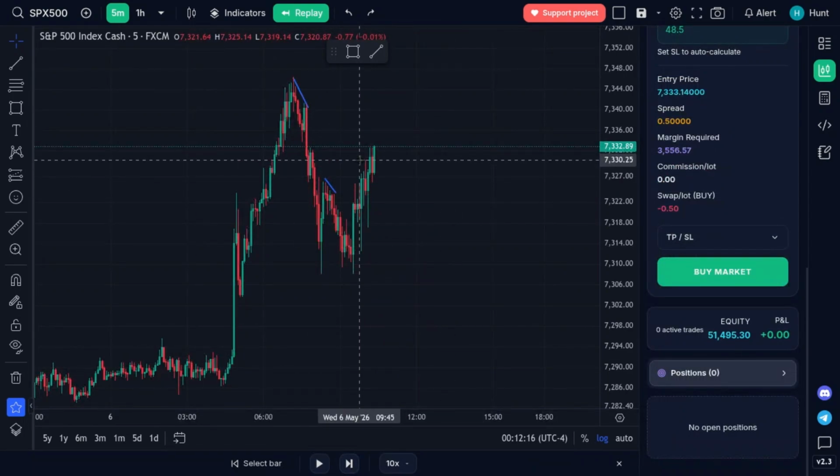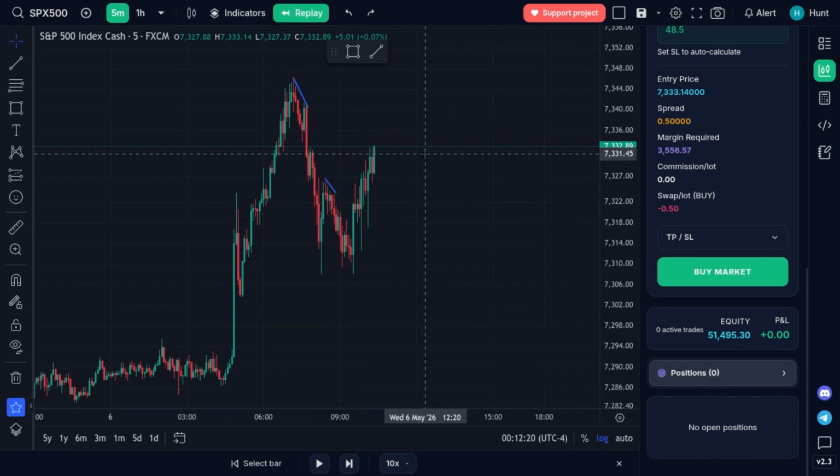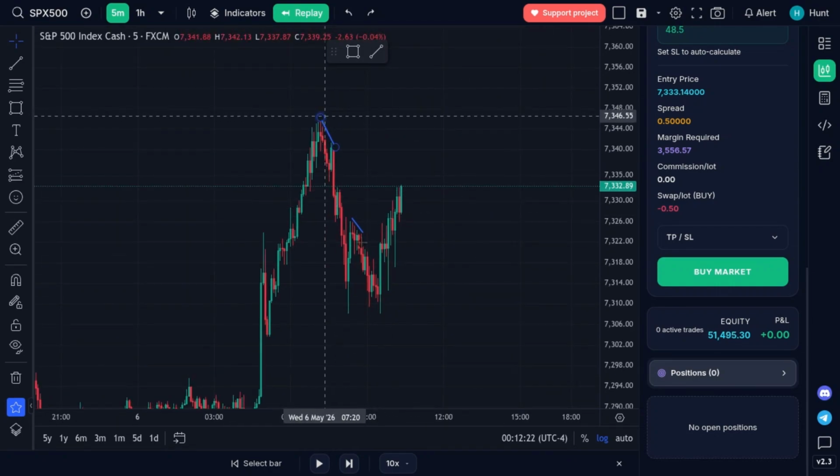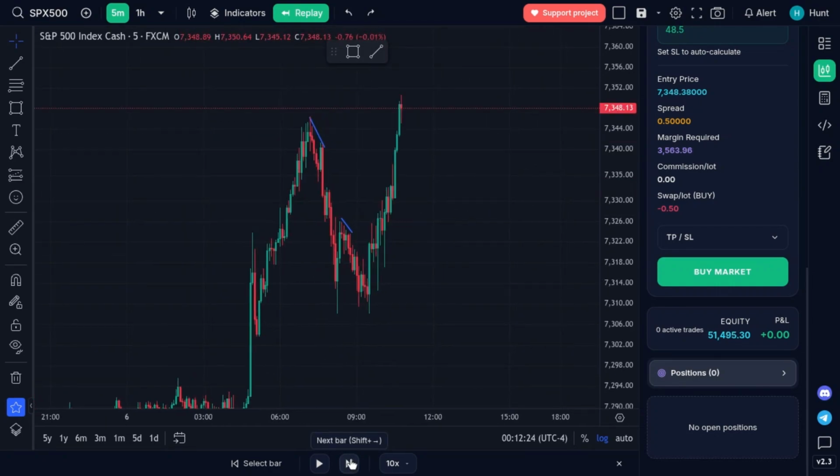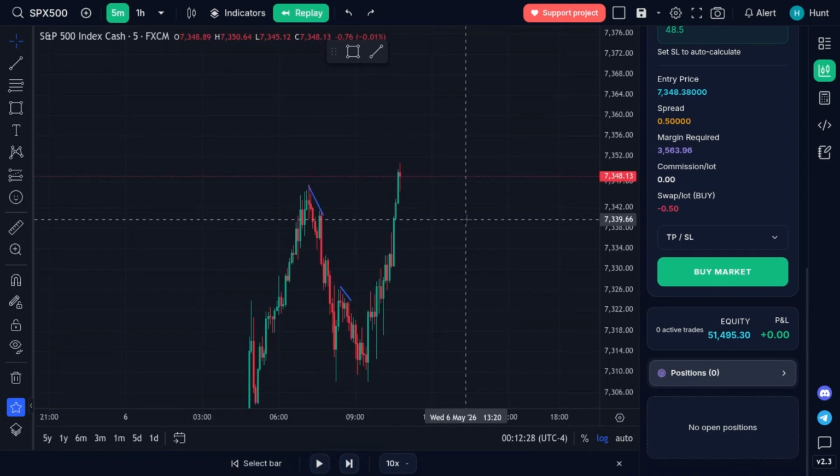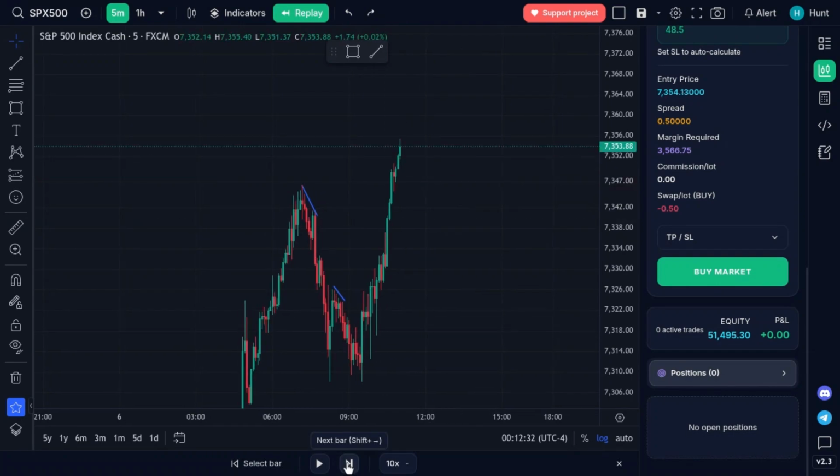So that's our second trade. Our equity is currently at 51,495. Now if it goes to this high, that would have been an even better trade, which it ended up going to that high, but still, regardless, that's a win. So that is our second trade. We got to make sure to keep count.